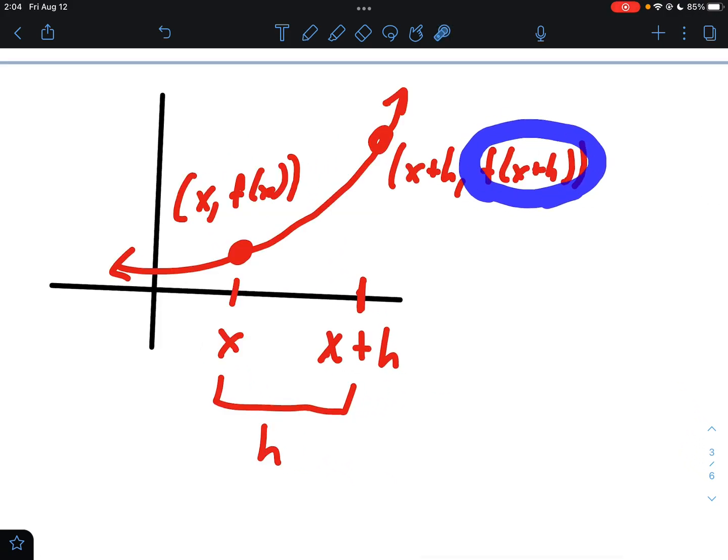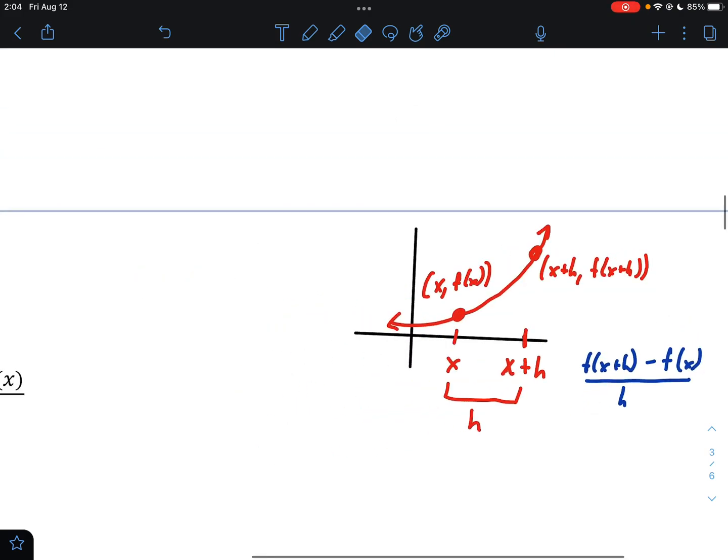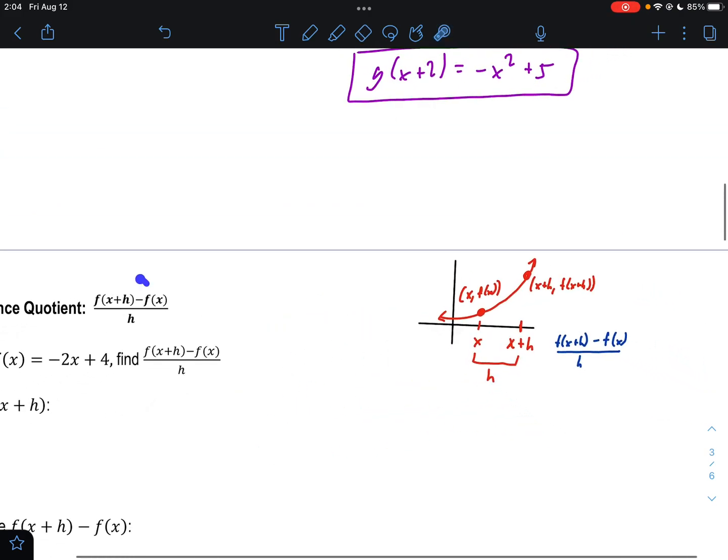y2 minus y1 over x2 minus x1. So if we wrote that down, it looked like this. f of x plus h minus f of x over x plus h minus x. And what happens is the x minus x cancel, and we're left with that, and that is what you see over here, the difference quotient. So the difference quotient is just the slope between a point and another point that's h units away from that first point. So how do we find it?